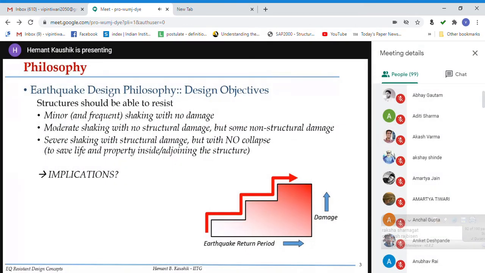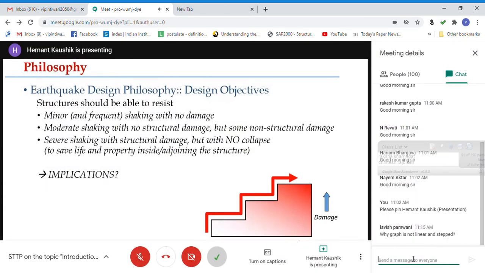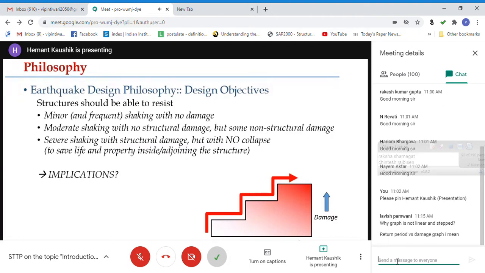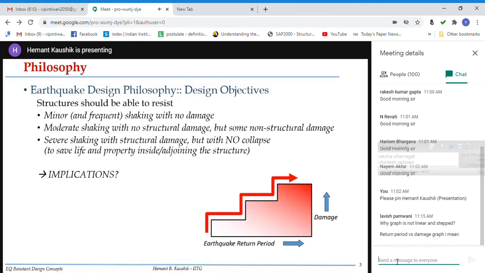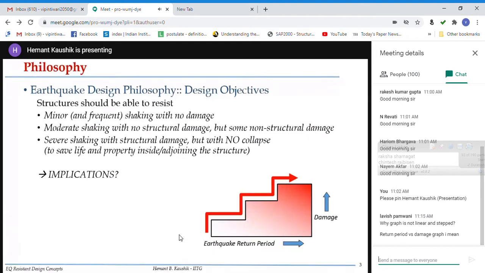If you look at the figure at the bottom, it says that when the earthquake return period increases, we expect more damage. Now, what is the relation between the earthquake return period and damage? When I say that we experience magnitude 4 plus earthquakes every month, but magnitude 6 plus earthquakes at least once every 3, 4 years, that means smaller earthquakes occur frequently, so for them the return period is less. For the earthquakes that have lesser return period, which are obviously smaller earthquakes, the earthquake design philosophy is such that there should not be any damage to any structure.